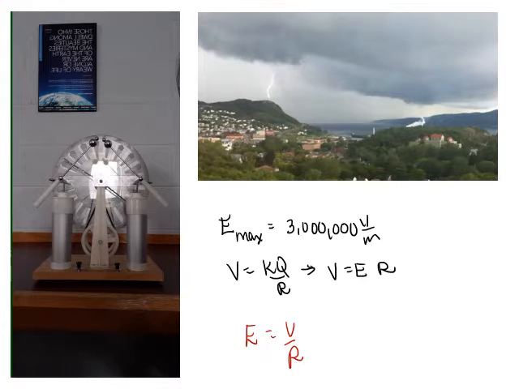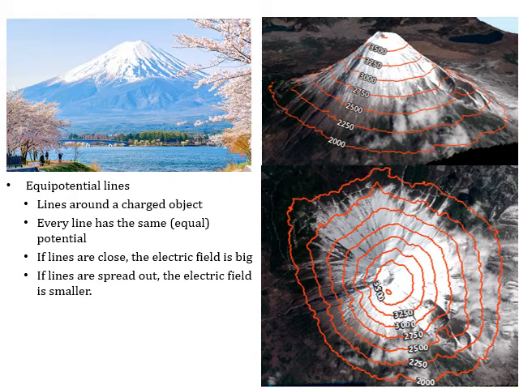Pretty neat. Let's take a little time now and discuss equipotential lines, something you probably covered at least a little bit in Physics 1051. Equipotential lines are a way to visualize the electric potential and the electric field around a charged object. Equipotential lines are exactly what they sound like. They're lines with constant potential.